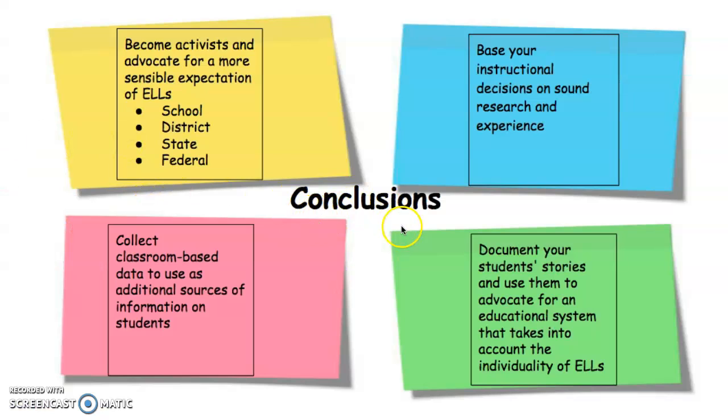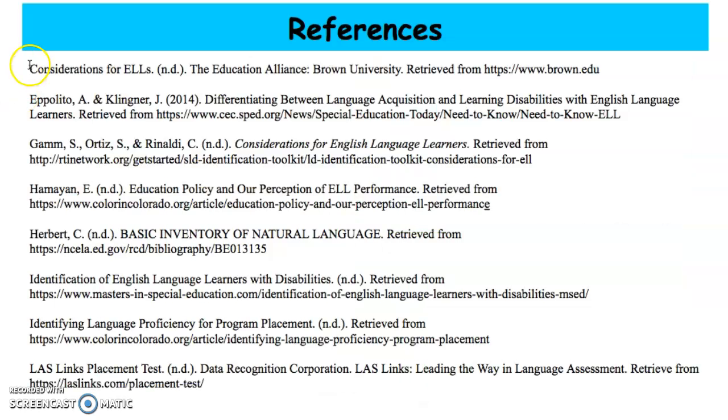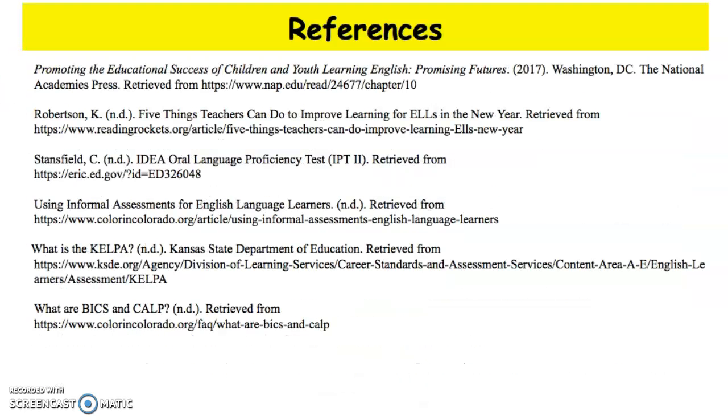And just some conclusions to wrap up this presentation. 1, become activists and advocate for a more sensible expectation of ELLs from your school, your district, your state, and your federal level. Base your instructional decisions on sound research and experience. Collect classroom-based data to use as additional sources of information on students. And document your students' stories and use them to advocate for an educational system that takes into account the individuality of ELL students.